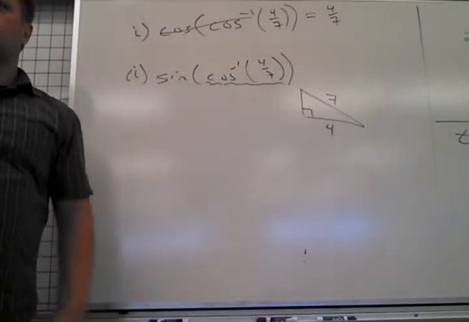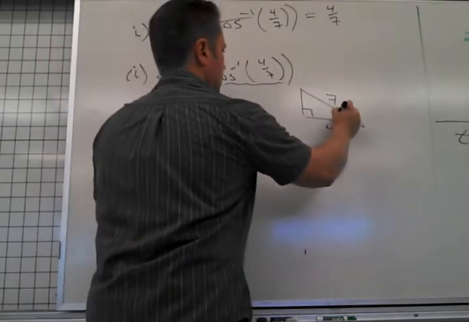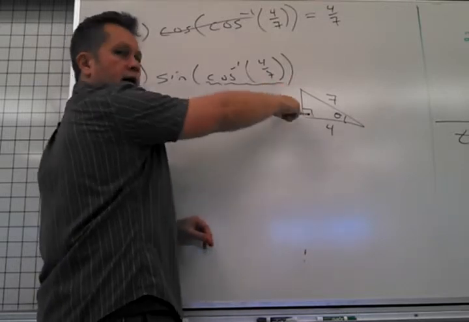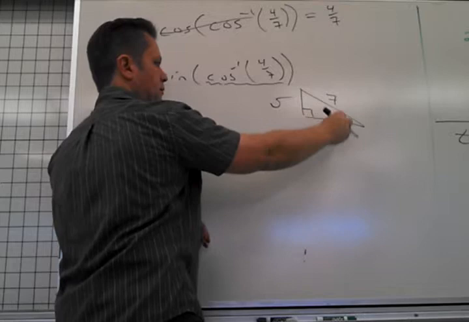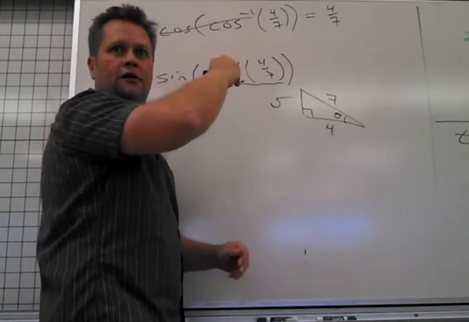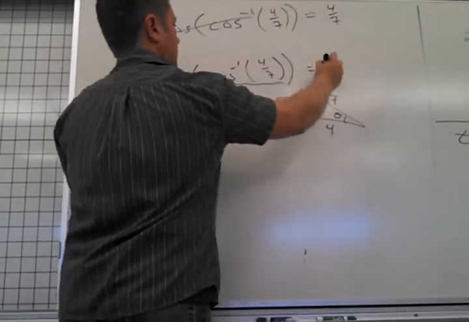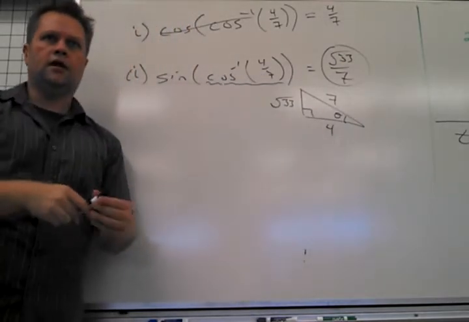Old news. How do I find the sine of this angle? I need this side. Good. And what's that side going to be? Square root of 49 minus 16, which is 33. So what's the sine of that? Root 33 over 7. Done. Finished. Next.